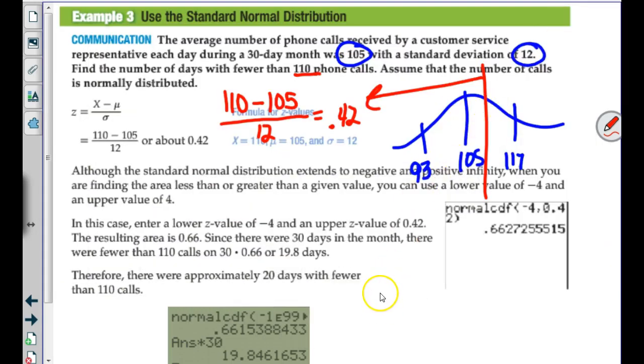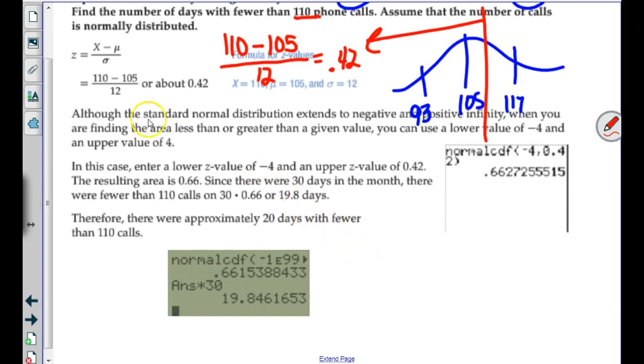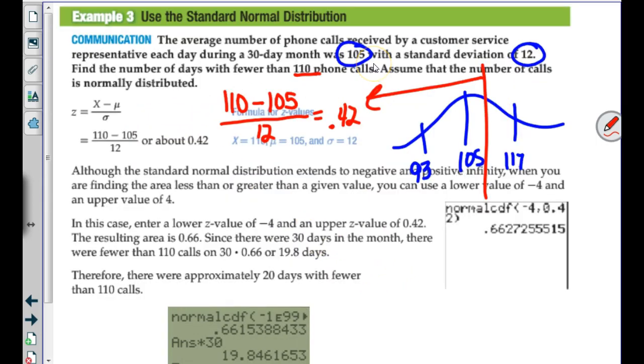Okay, so back to the question. It said how many days? Well, 30 days in the month. So 66% of 30 days, can someone do that for me? Looks like I have down here, it's 19.8, or about 20 days with fewer than 110 calls.